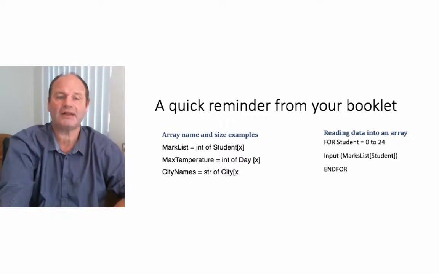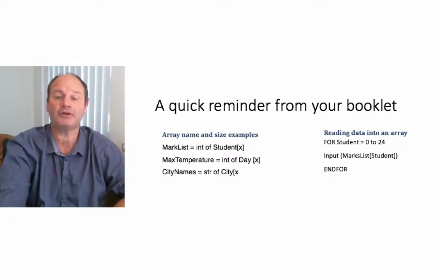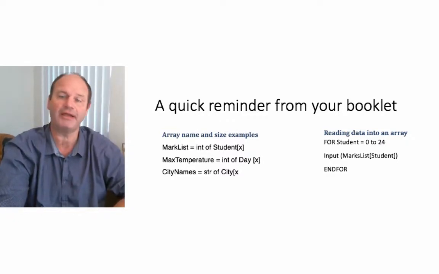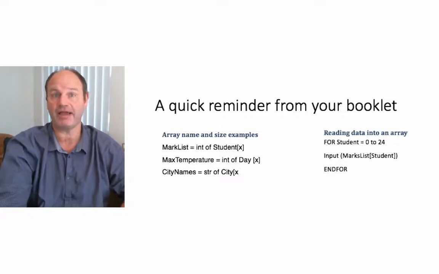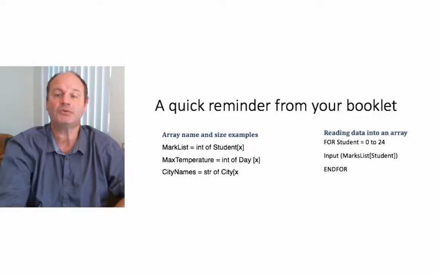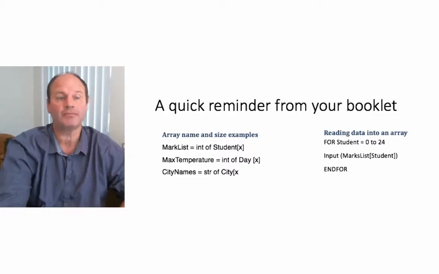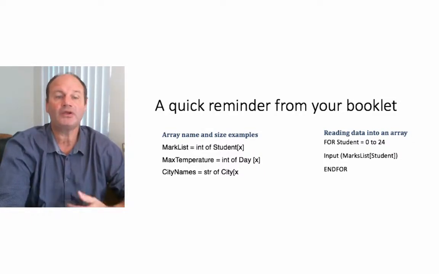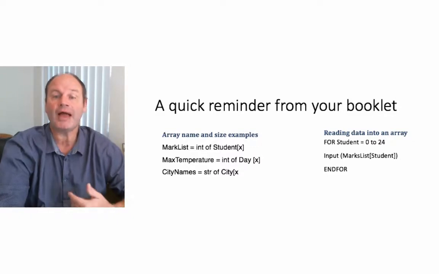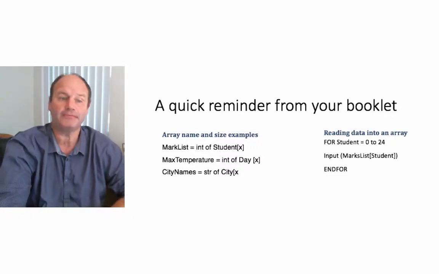On the right hand side of the slide we see an example of how to put data into an array. In this case we know how many elements are in the array, 25, because we start counting at 0. Therefore we can use a for loop as we know how many loops we're going to need.